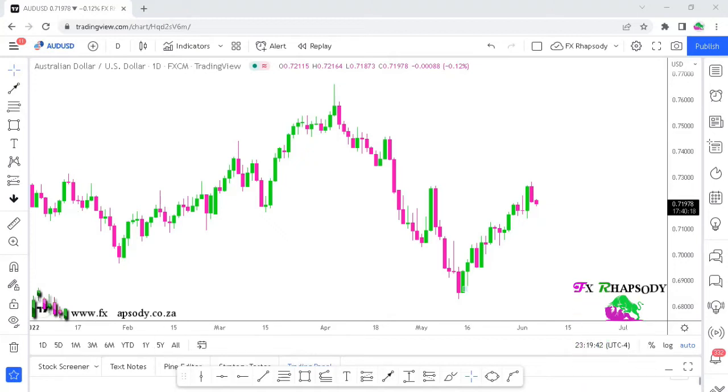Today we're going to be doing analysis only on one currency pair. We're going to be focusing on the Australian dollar, US dollar. It's going to be a quick little video.